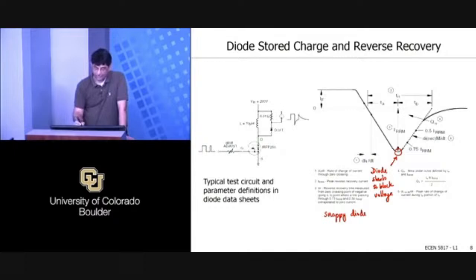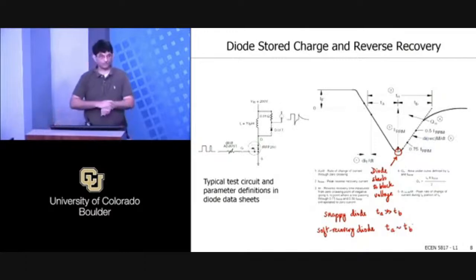is where this time TA is much, much greater than TB, right? So you can basically ignore TB. And then in a soft recovery diode, and you can buy diodes of different characteristics, the time TA will be of the same order as the time TB, right? And that's kind of the problem you will be doing in the homework set.